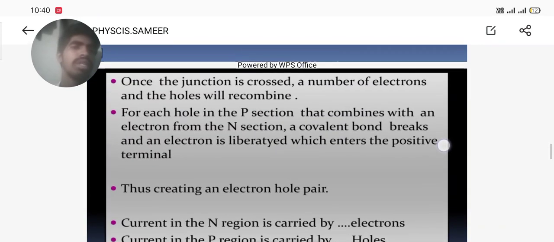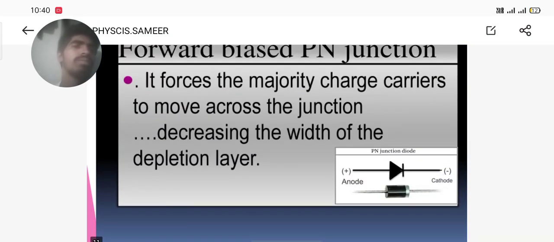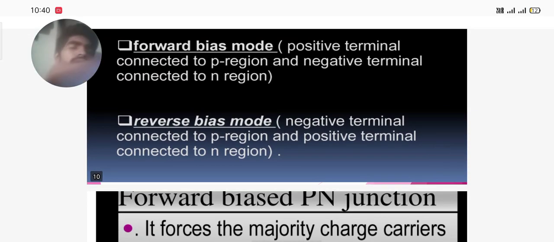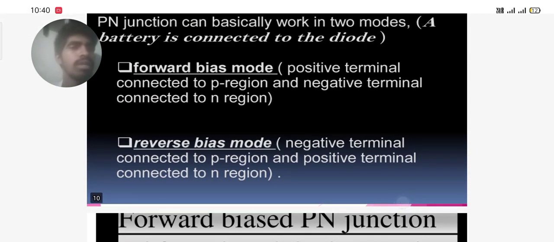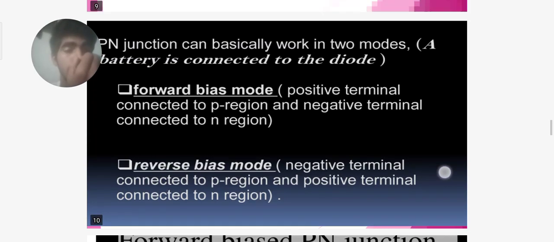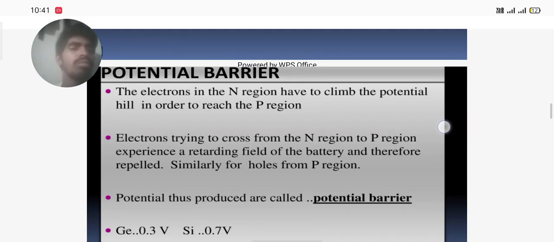And next, most importantly, we can focus on the forward biases and the reverse biases. So in the forward bias, this is important, positive terminal connected to P region and negative terminal connected to N region. In the reverse bias mode, negative terminal connected to P region and positive terminal connected to N region. So this is the most important.